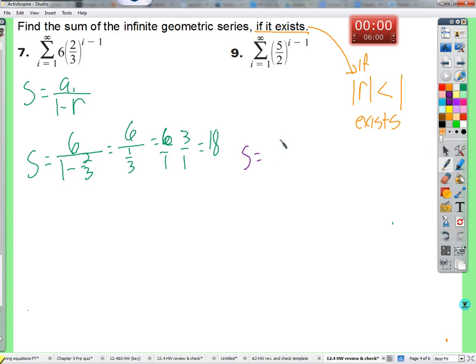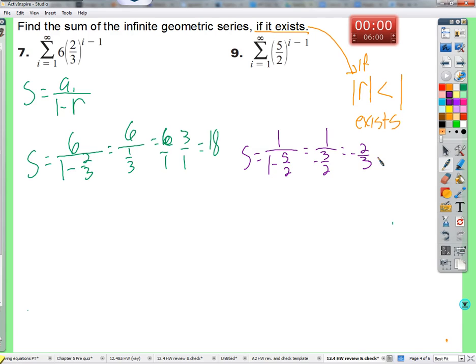S equals a sub 1. What's a sub 1? It's 1. You put 1 there. 1 minus 1 is 0, to the 0 power is 1, over 1 minus r. 1 is 2 halves, minus 5 halves is negative 3 halves. Divide by the reciprocal: negative 2 thirds. We got an answer.